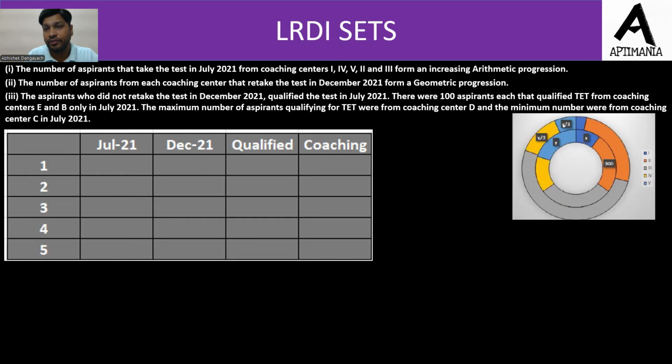So first of all, we should try to read this pie chart. The inner circle was for July 21, and for July 21 the first area is X, the second one is 300, this value is given as 300, the third is not known to us, the fourth is again not known to us, the fifth one is Y. And for December the values for these three are not known. For the fourth it is Y by 3 and for the fifth it is X by 3.